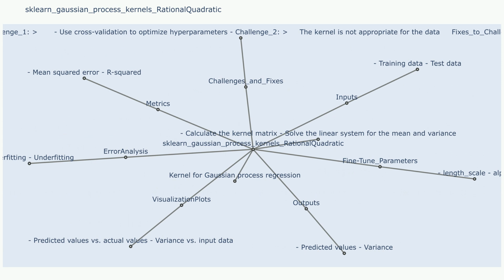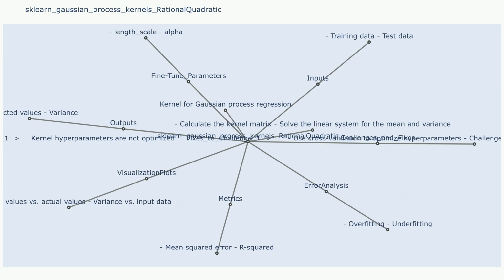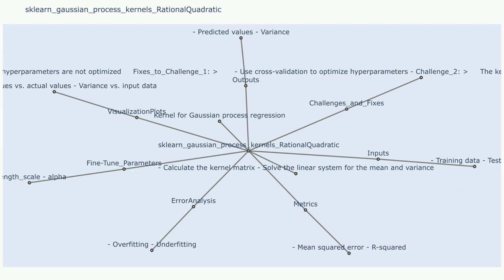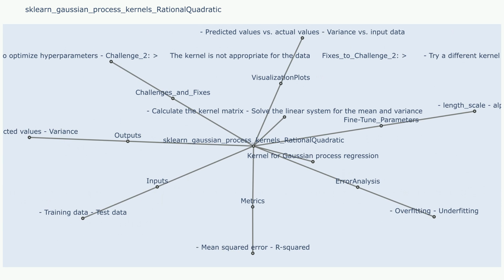Metrics: mean squared error MSE measures the average squared difference between the predicted and actual values. R squared measures the proportion of variance in the output data that is explained by the model. Visualization plots: kernel matrix plot visualizes the kernel values between all pairs of input data points. Predicted vs. actual values plot compares the predicted output values with the actual output values.